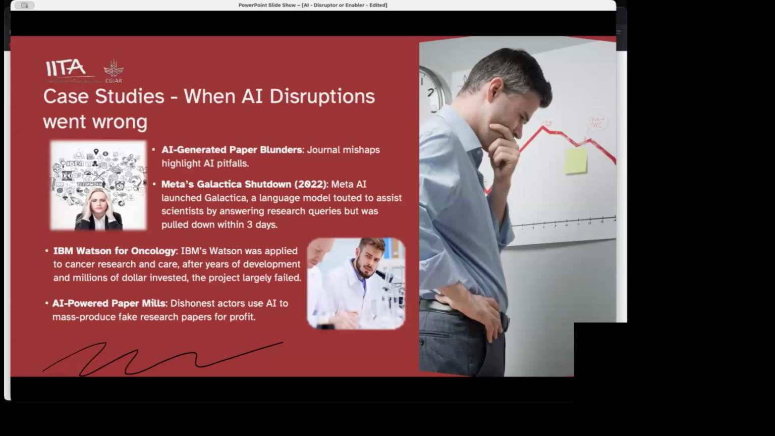It was hyped, and everybody thought it was the future of medicine. But after years of development and millions of dollars, it failed, largely because it wasn't delivering useful results. Doctors found Watson's recommendations not very helpful, sometimes even unsafe. And it struggled with the complexity of real patient data and cancer care. So IBM quietly scaled back the project.